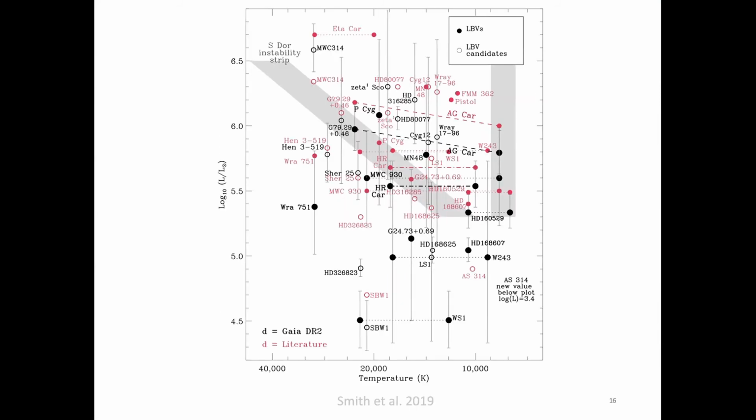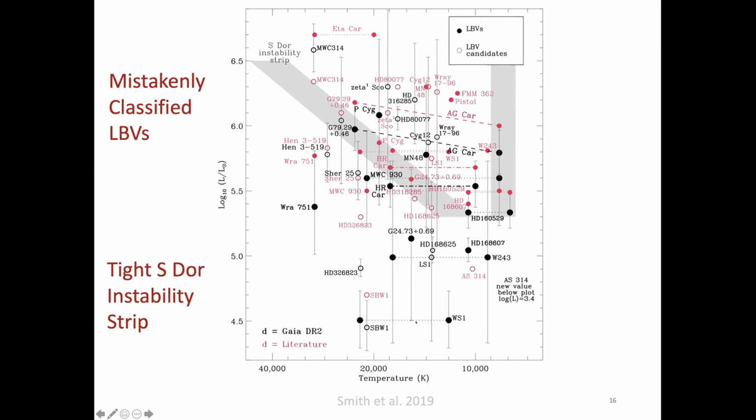So if we put them back in the HR diagram, you can see the red circles are LBVs based on their previous distance estimates in the literature, and the black circles are LBVs based on their new Gaia DR2 distances. So you can see that nearly half of them are at lower luminosities. This means that either these stars are mistakenly classified as LBVs, which is unlikely because most of them are confirmed LBVs, the filled circles are confirmed LBVs, or the S Doradus instability strip should be wider.